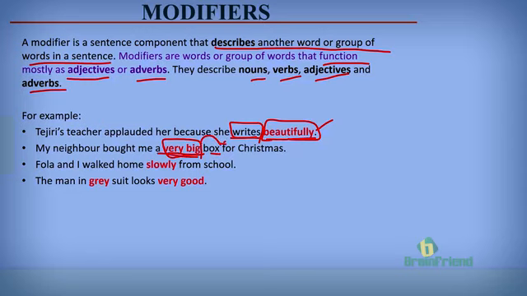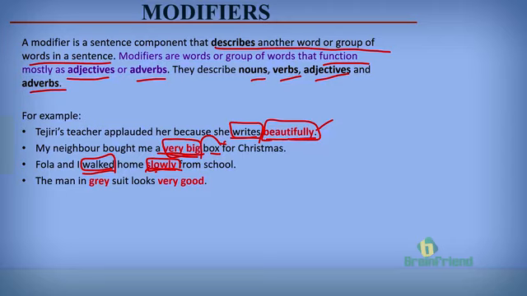So these modifiers function as adjectives because they describe the noun box. And the next example says, Fola and I walked home slowly from school. Slowly here is the modifier because it describes how Fola and I walked. It describes the verb walked. So here, slowly performs the role of an adverb because it describes the verb.